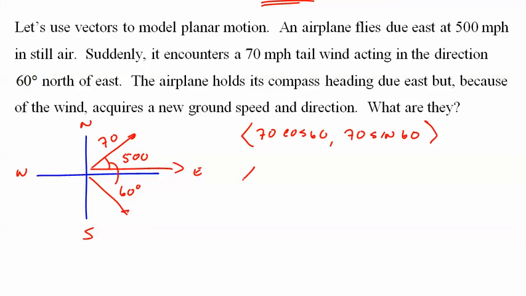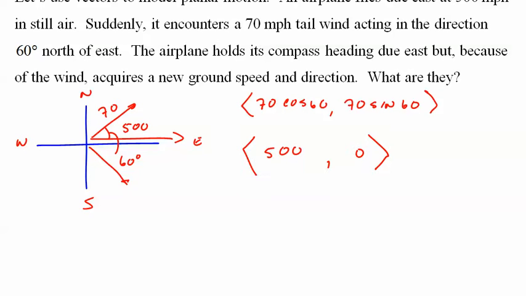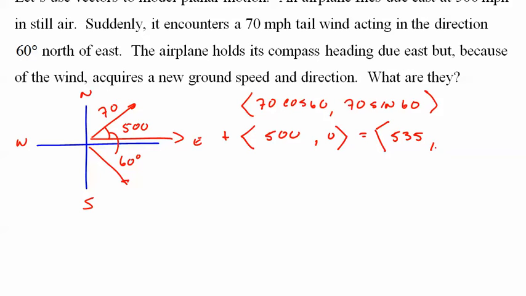The other one is 500, 0. So you add them together, and you get the new vector. I wrote too big. We really are just adding them. And we should get a vector of, oh, that's right, this is a 30, 60, 90, so I can keep my life simple. Cosine of 60 is half, so 535, and this would be 35 root 3.